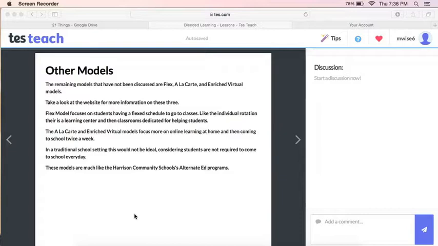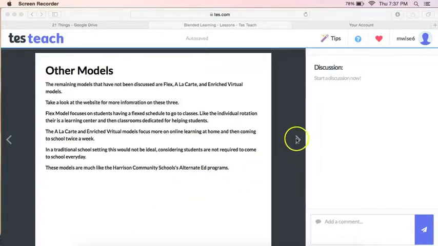So I'm from Harrison Community Schools, and the a la carte and Enriched Virtual models are a lot like how we have our alternative ed program set up, where it's all online. The students come to school and they just sit there and they do their online stuff. They can do it at home. Even with our alternative ed program, though, we still require the students to come to school every day. So that would be a huge change, is the students only have to come twice a week to school to do these kind of models.